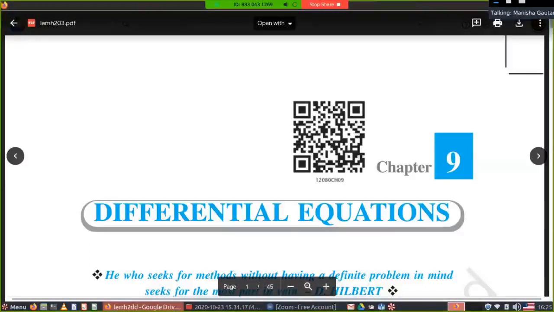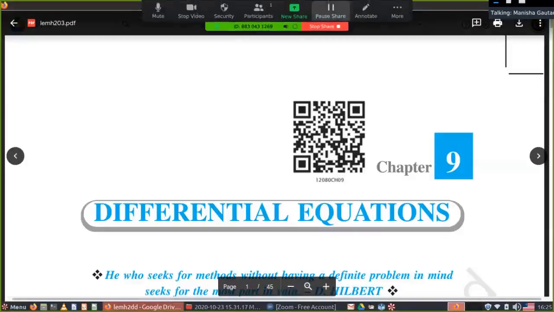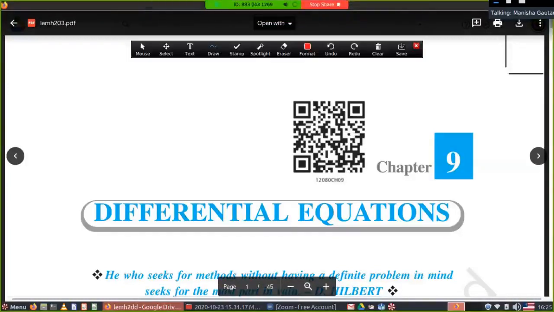What is the meaning of equations? First, we will discuss. Equation means what? When you're talking about equation, what is the meaning of equation? When left hand side and right hand side, both sides are equated, then we say that this is an equation.